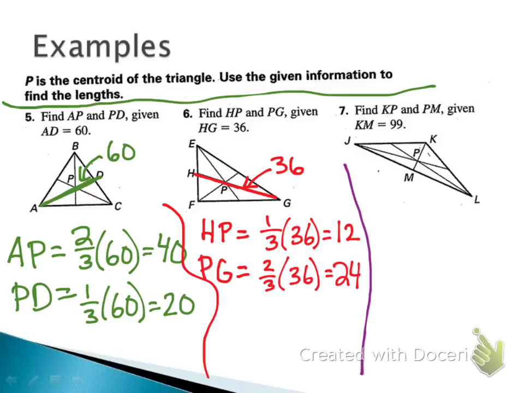Alright, let's look at the last one. Again, they're giving us this entire length of the median. They're saying that that is 99 units. We're asked to find KP. That's touching the vertex, so that's going to be the longer one. And PM, that's touching the midpoint, so that's going to be our shorter one. How can I find either of these?